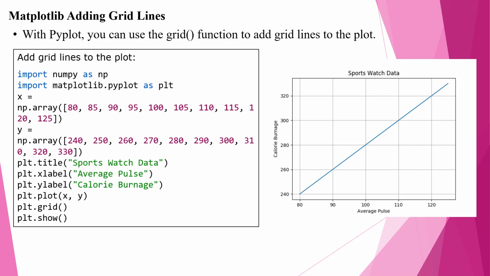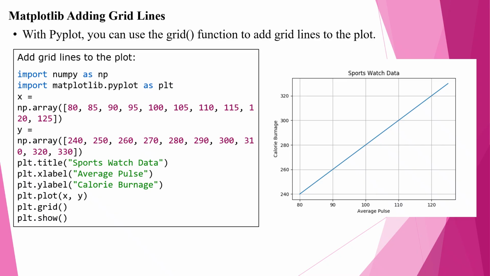This code in the slide demonstrates how to add grid lines to a Matplotlib plot to improve the readability. After importing the required libraries and defining the x and y data using NumPy arrays, a line graph is created using the plot function. The title and axis labels are added to provide context and clarity.